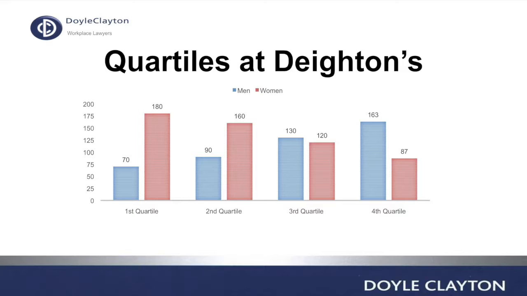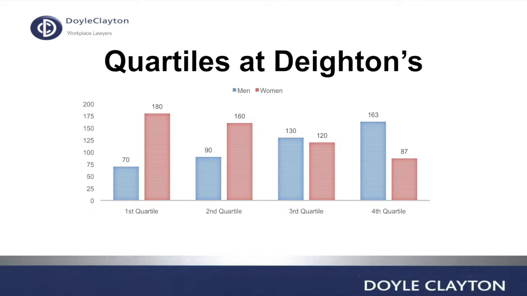Divided by 250, the total number of people in the quartile, and multiplied by 100 to give a percentage. That makes 28%. The proportion of female employees in the first quartile is 180, divided by 250, the total number of people in the quartile, multiplied by 100. That gives a figure of 72%.